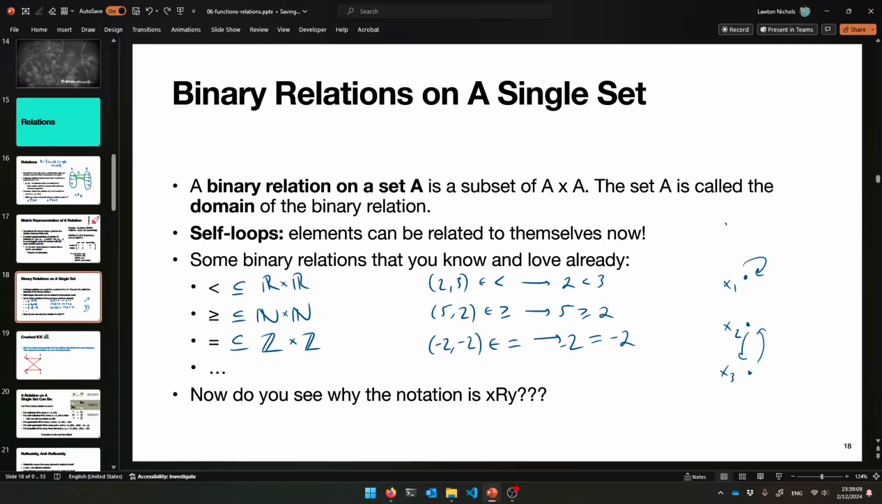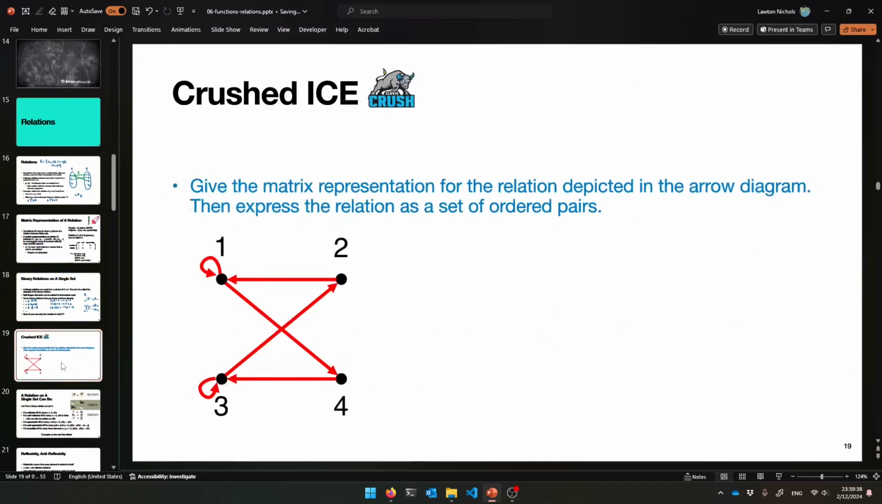So if this is the relation R, this is saying that x1 is related to x1, and this arrow right here is saying that x2 is related to x3. And then this arrow right here is saying that x3 is related to x2. See all that? So that's that one, that's that one, and that's that one. Okay? So that's the idea. I hope that makes enough sense. And now you can read this.